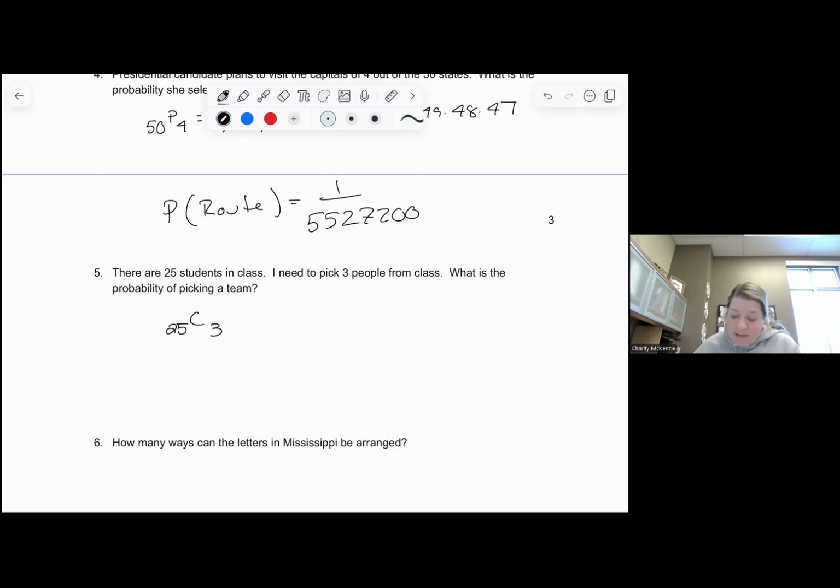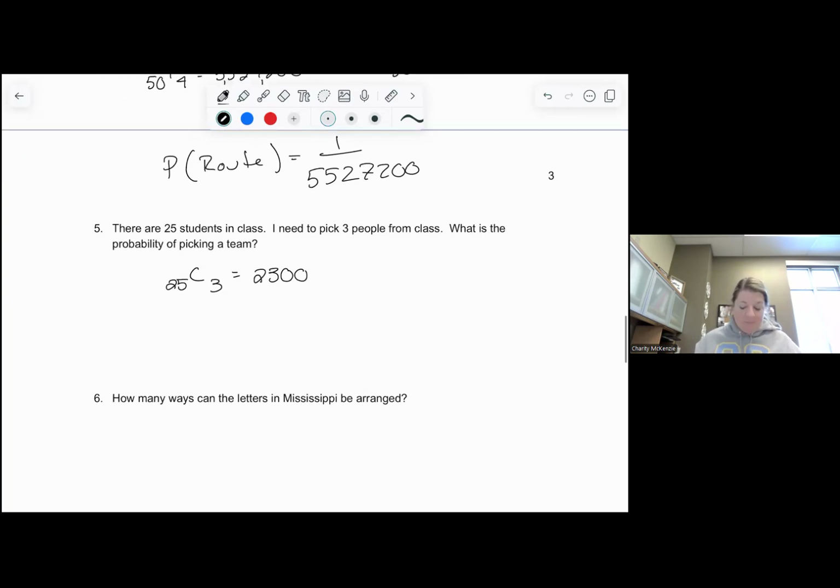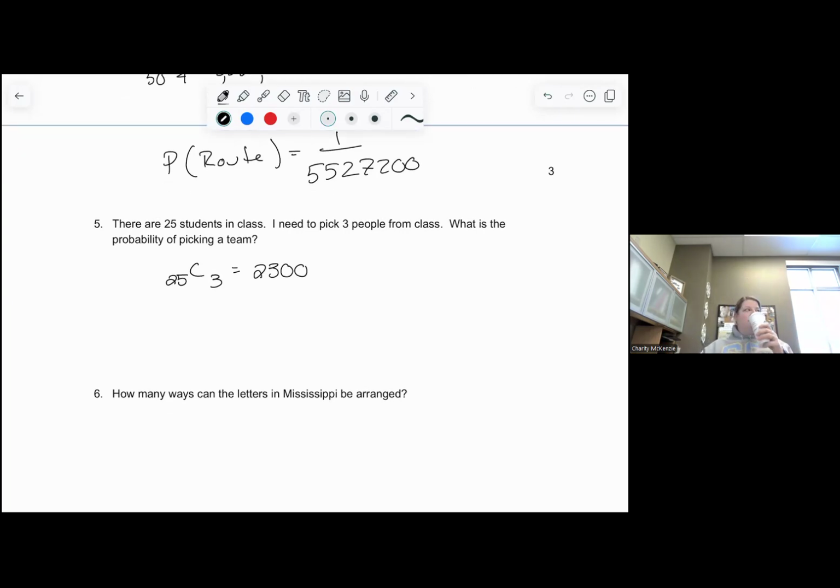You can follow the formula, or you could do 25, 24, 23, but you have to divide it by 3 factorial, or 3, 2, 1. Any way that you think about it. So 25, I'm lazy. I'm just going to put it in this calculator right here. I get 2,300 ways. So in my class of 25, there are still 2,300 ways to pick a committee. And those are lower than a permutation. So lots of ways. Okay, this problem has a little bit different formula.